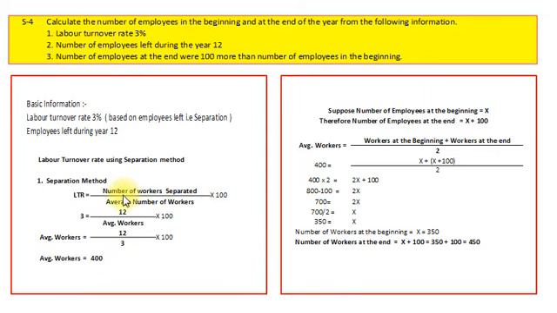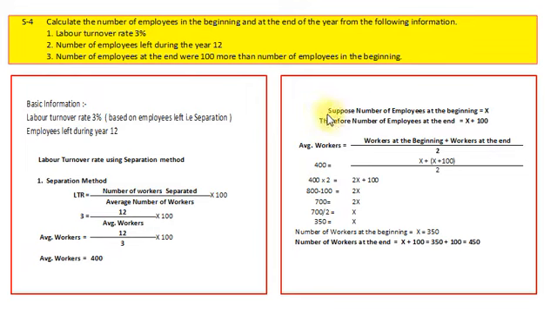Now let us put the available data. So labor turnover rate 3 is equal to number of workers left 12 divided by average workers, which we have to find out, multiplied by 100. So next step, average workers is equal to 12 divided by 3 multiplied by 100, and finally we get average workers 400.